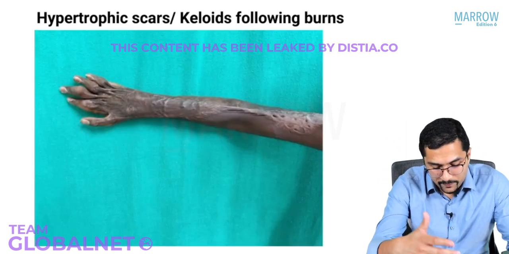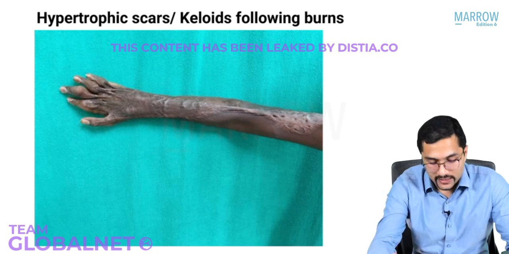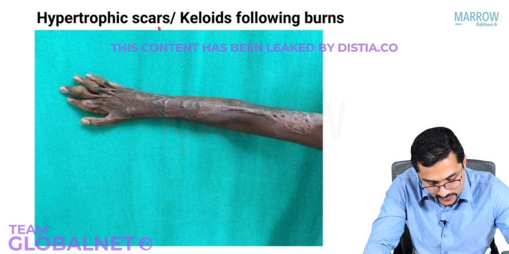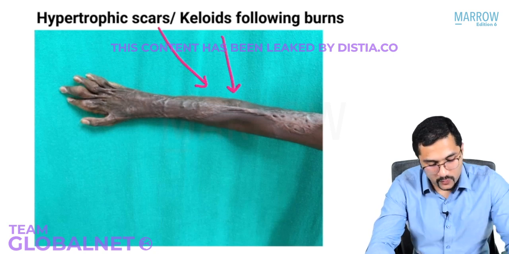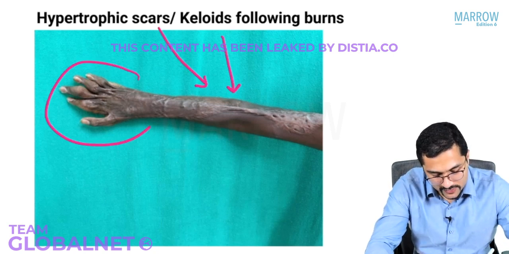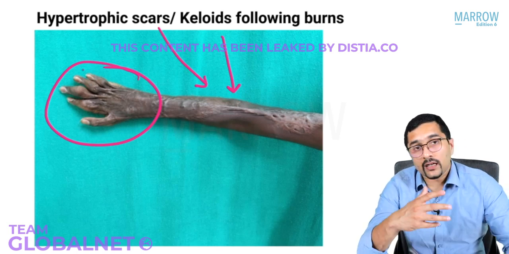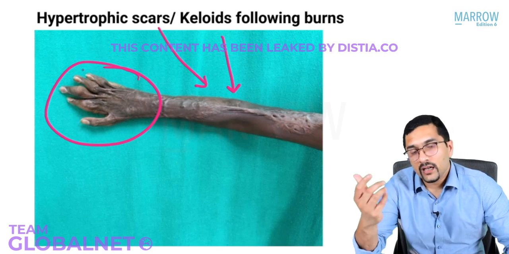Now, this was another patient who had second degree and third degree burns, and you can see that the patient developed hypertrophic scars and keloids following the burns. So hypertrophic scars and keloids were there following the burn management. This can occur specifically after second degree deep burns.